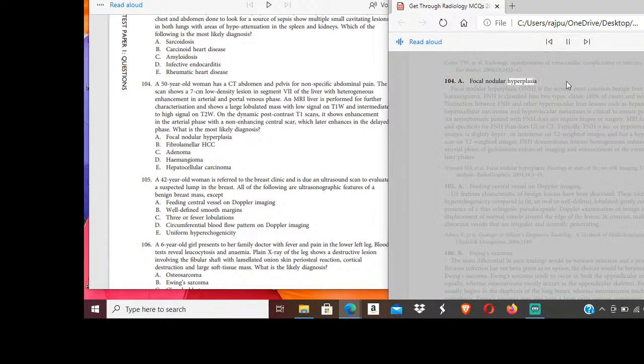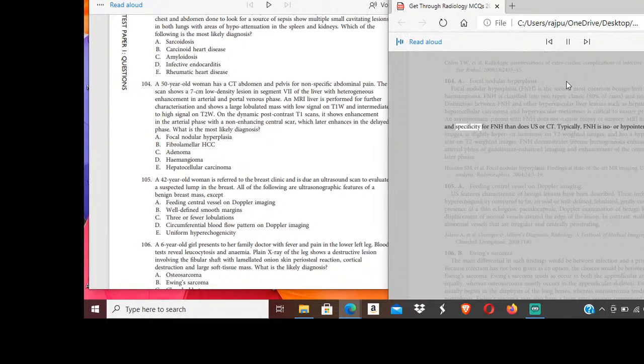104. A. Focal nodular hyperplasia. Focal nodular hyperplasia, FNH, is the second most common benign liver tumor after hemangioma. FNH is classified into two types, classic, 80% of cases, and non-classic, 20%. Distinction between FNH and other hypervascular liver lesions such as hepatocellular adenoma, hepatocellular carcinoma, and hypervascular metastases is critical to ensure proper treatment. An asymptomatic patient with FNH does not require biopsy or surgery.